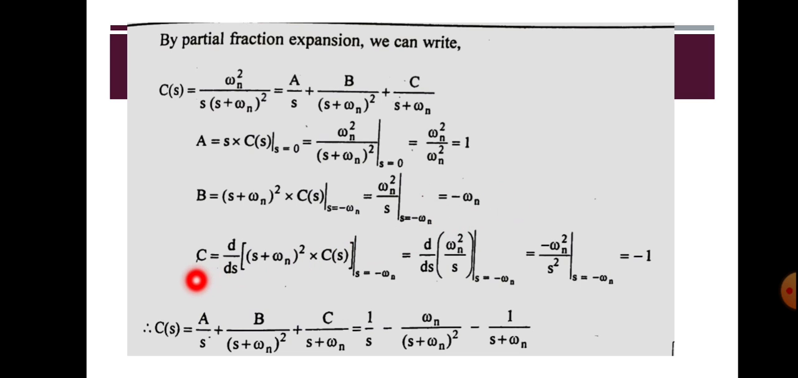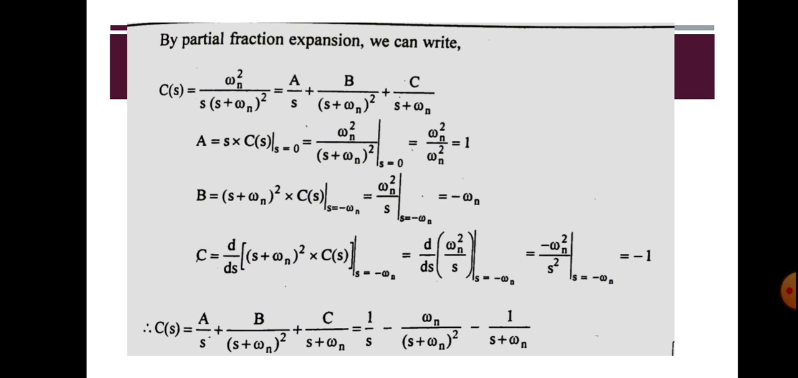Next we want to find C. We know that C can be found by using the equation d by ds of S plus omega n all square into C of S at S is equal to minus omega n. Here the S plus omega n all square terms will be cancelled out, so that we will get d by ds of omega n square divided by S at S is equal to minus omega n. The derivative of that term will give minus omega n square divided by S square, and we can substitute the value of S as minus omega n, so we will get minus 1.